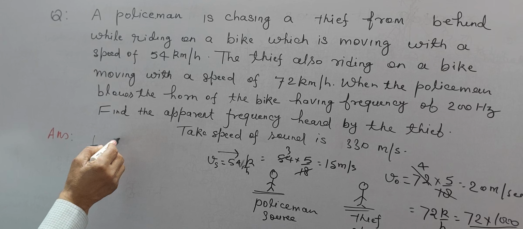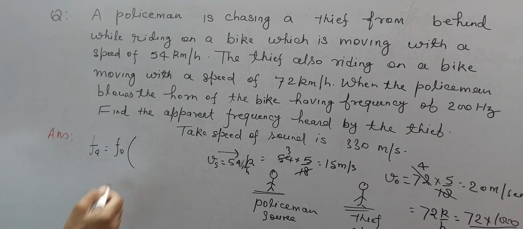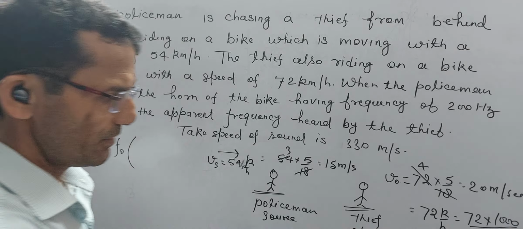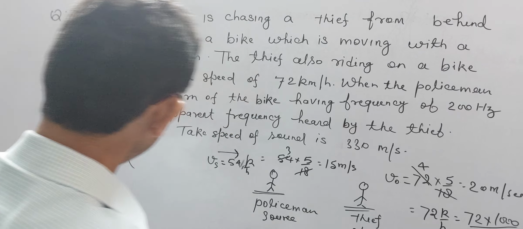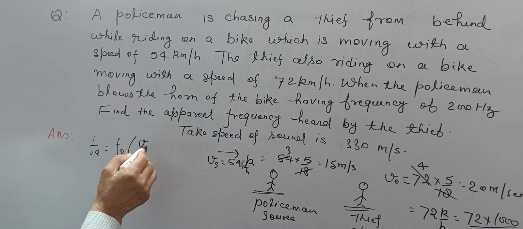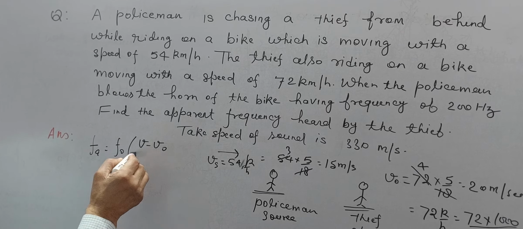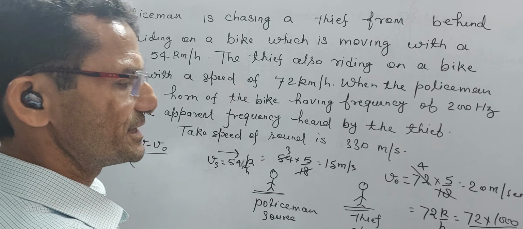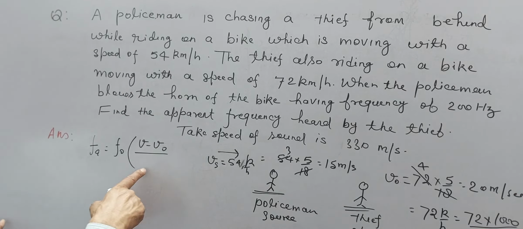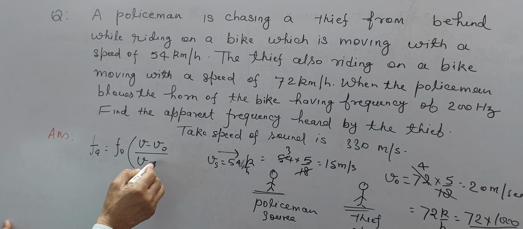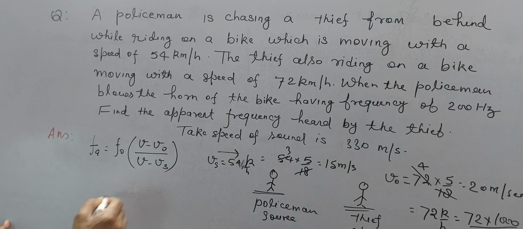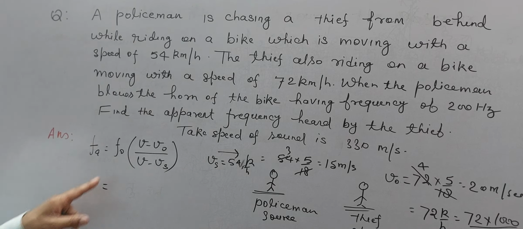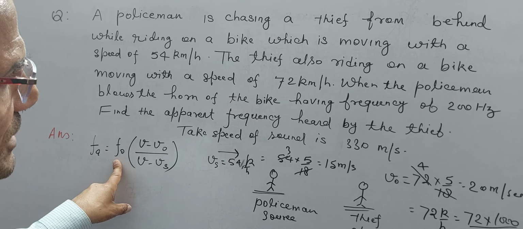Apparent frequency will be original frequency multiplied by, since our observer is moving away from the source, the numerator should be V minus Vo, and our source has the tendency to decrease the distance between them, so the denominator should be the smaller one, V minus Vs. This is our value. Now putting all the values.